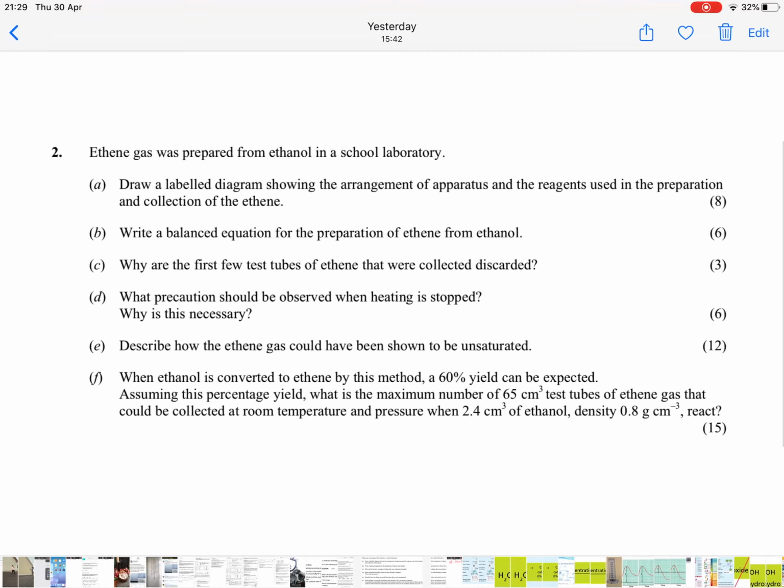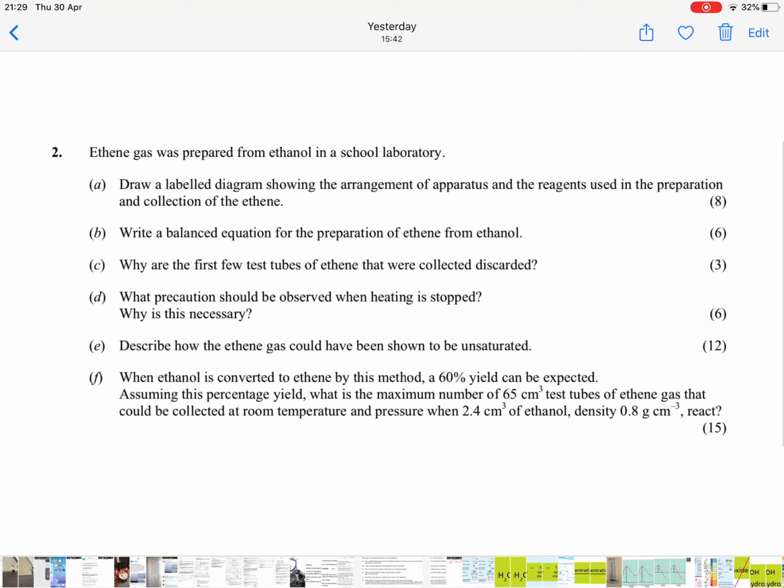But anyway, drawing the labelled diagram should be fine. It's in your revision book on page 193. You'd have to show a boiling tube clamped horizontally. You've got the ethanol soaked in glass wool at the end of the boiling tube. Remember, the purpose of the glass wool is to hold the ethanol in place.